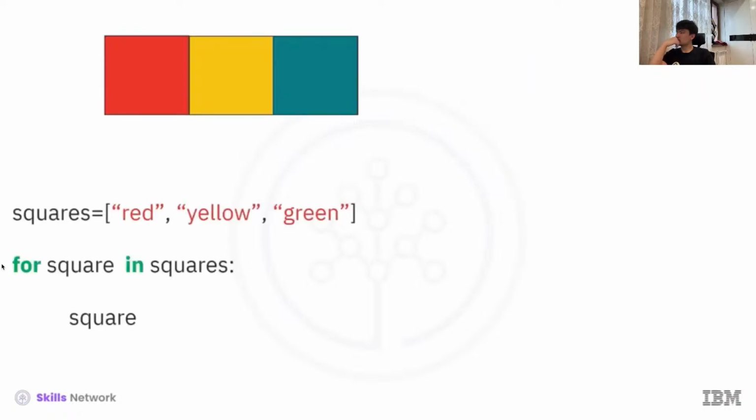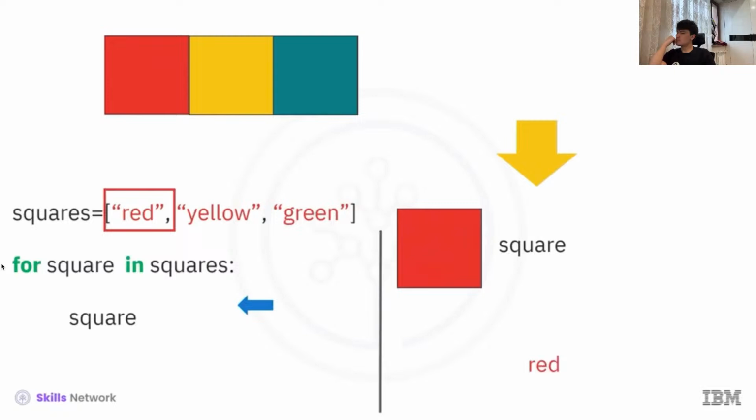We do not even need to use indices. Here is the list squares. Each iteration of the list, we pass one element of the list squares to the variable square. Let's display the value of the variable square on this section.